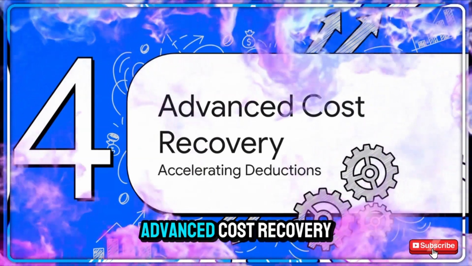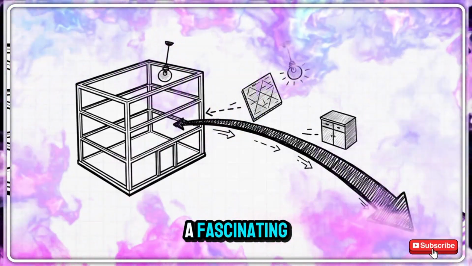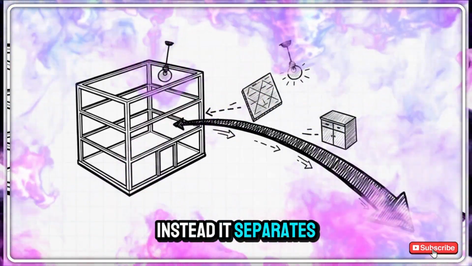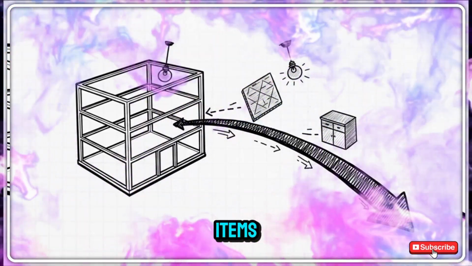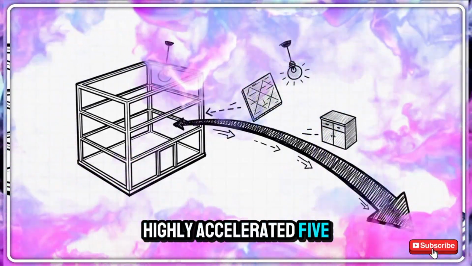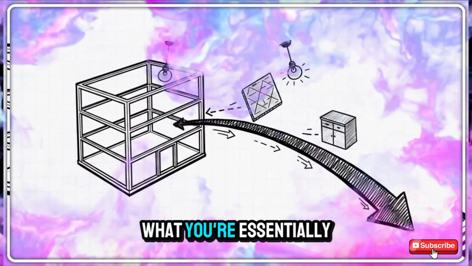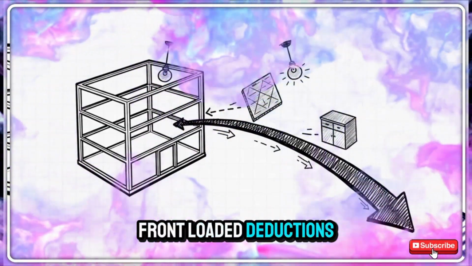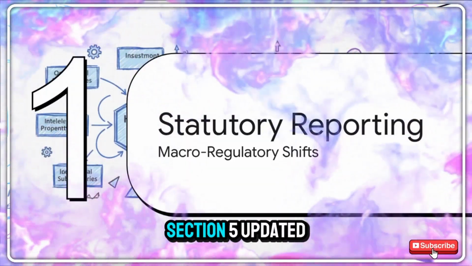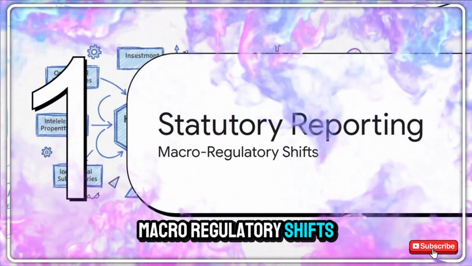Section 4. Advanced cost recovery tactics, accelerating deductions. A cost segregation study is just a fascinating analytical breakdown. It doesn't treat a building as one giant single object. Instead, it separates structural components from non-structural items like fixtures, appliances, or flooring. By reassigning these items, analysts can apply highly accelerated 5, 7, or 15-year depreciation schedules instead of the standard 39 years. What you're essentially doing is pulling massive, front-loaded deductions entirely into your first year of ownership. It is incredibly powerful.